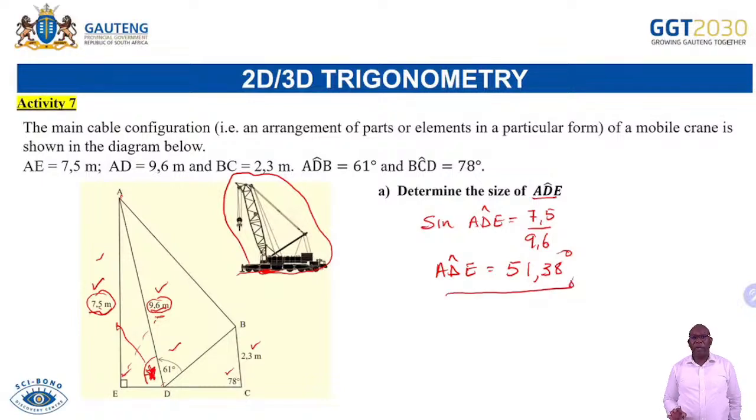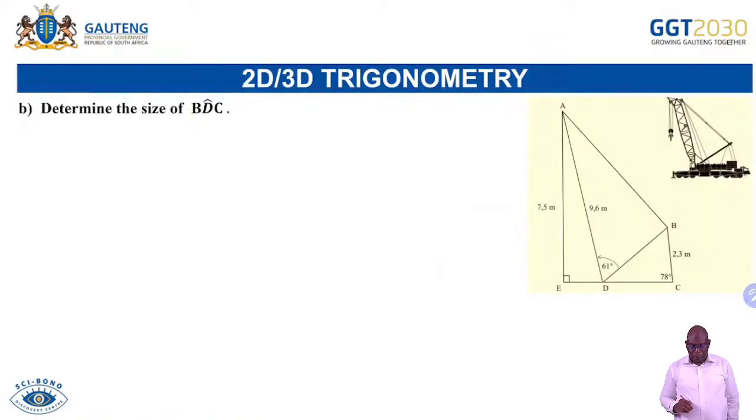All right, done. Simple, straightforward question. You see what I did? I've used this triangle. I'm not using the whole diagram. I'm only using that triangle to get to this angle. So I know that that angle now is 51.38. Same diagram, but now we know this angle here is 51.38.